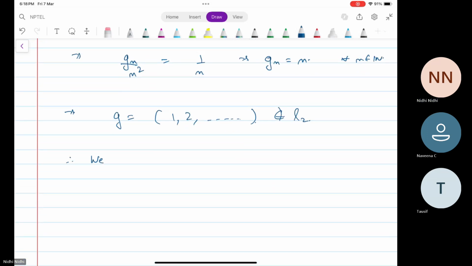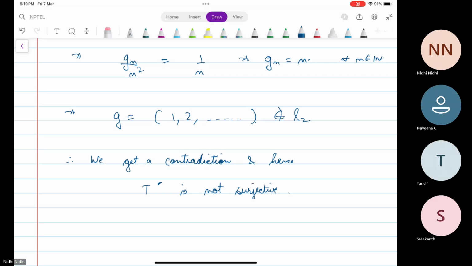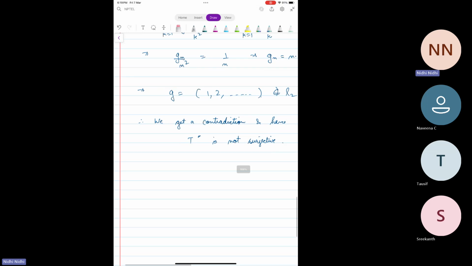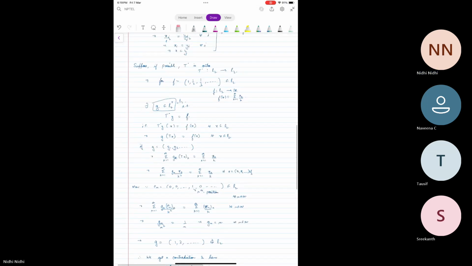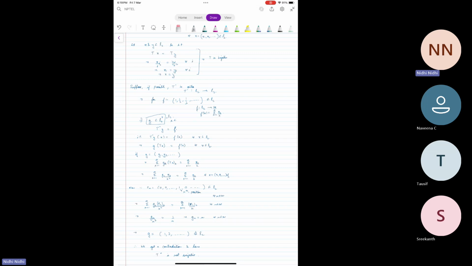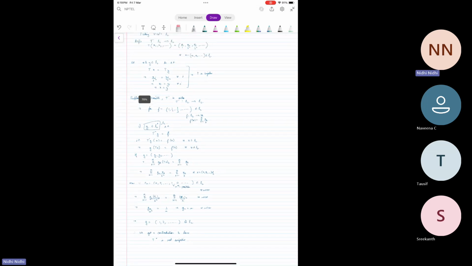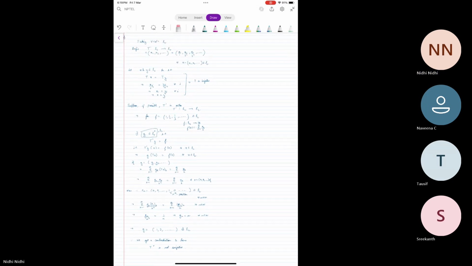Therefore, we get a contradiction. And hence, T star is not surjective. So basically, we found an example of T being injective, but T star is not surjective. I hope this proof is fine with everyone.